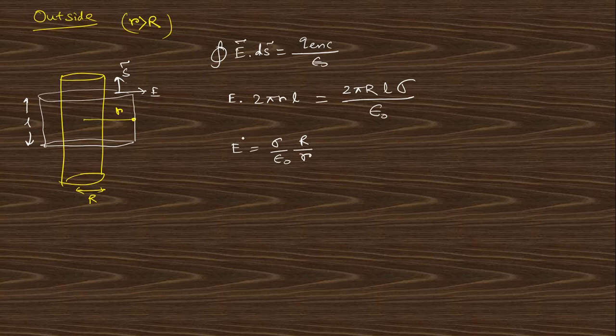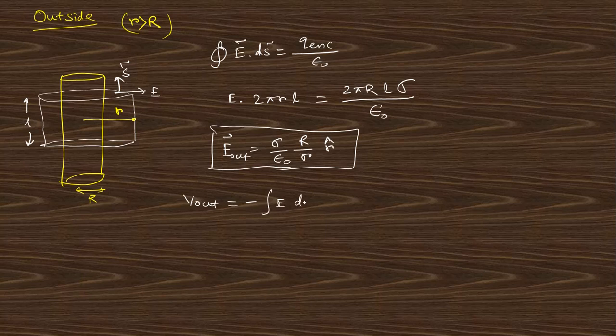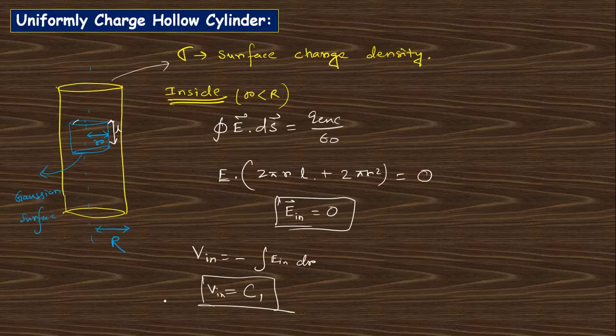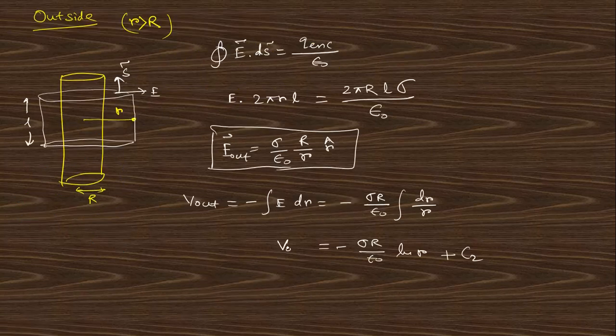So this is the electric field, and if you want to write it in vector form, you can write it in vector form, and this is the outside electric field. And that's it for potential. For potential, minus E dot dr, so this is nothing but sigma R by epsilon naught integration of dr by r, that is sigma R by epsilon naught ln r plus C2. I think this was written as C1 earlier. So this is C1 and V out is like that.